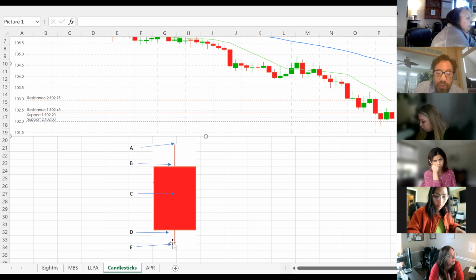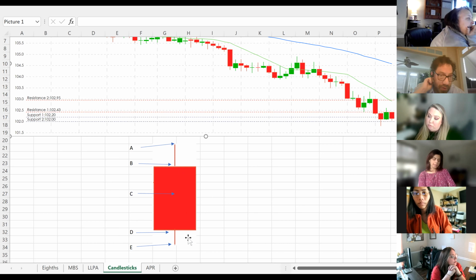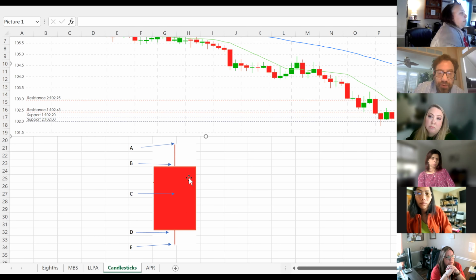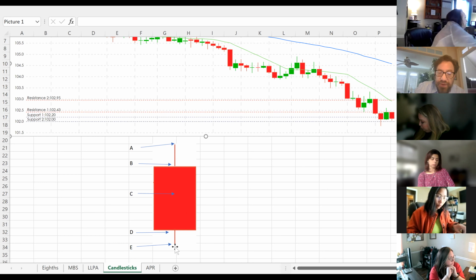Then we will look at the starting and end points of the thick block. So B and D. B and D shows where the market opened and where it closed. We know that it opened at B and that it closed at D. We know that because it's red. If it were green, then it would be the opposite. It would have opened at D and closed at B because the market would have closed up in price, which is improvement.